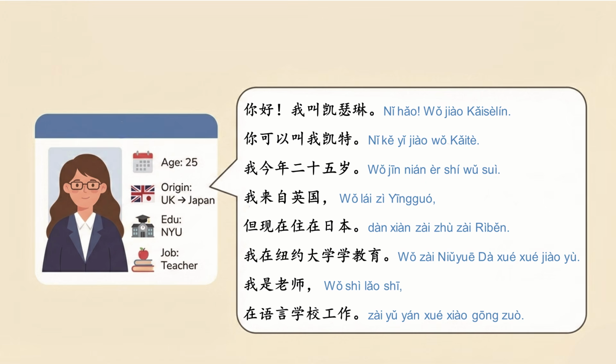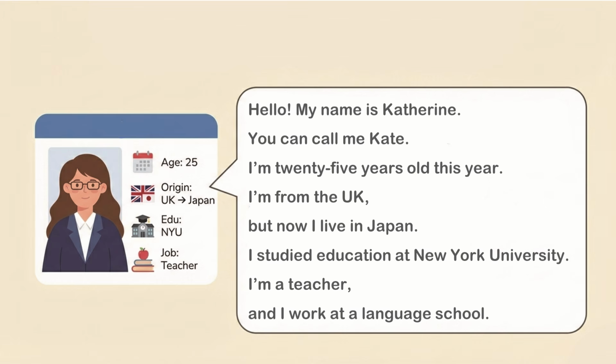And now let's look at a slightly longer, more advanced version. 你好，我叫凯瑟琳，你可以叫我凯特。我今年25岁，我来自英国，但现在住在日本。我在纽约大学学教育，我是老师，我在语言学校工作。Hello, my name is Catherine. You can call me Kate. I'm 25 years old this year. I'm from the UK, but now I live in Japan. I studied education at New York University. I'm a teacher and I work at a language school.